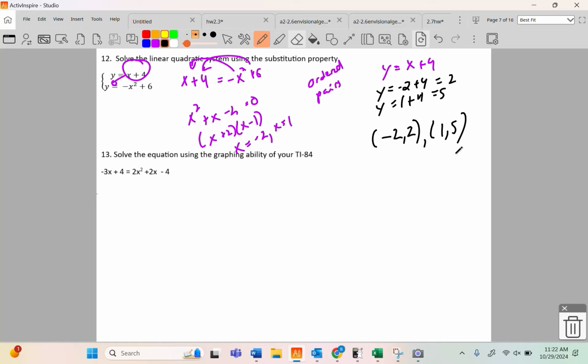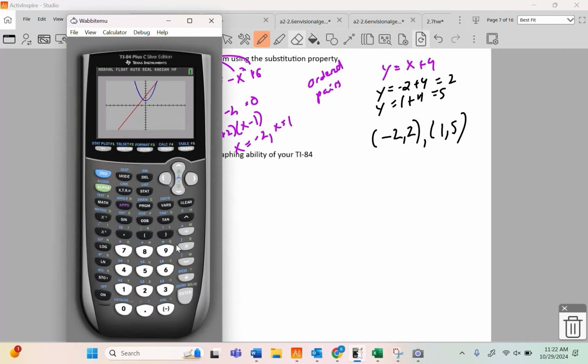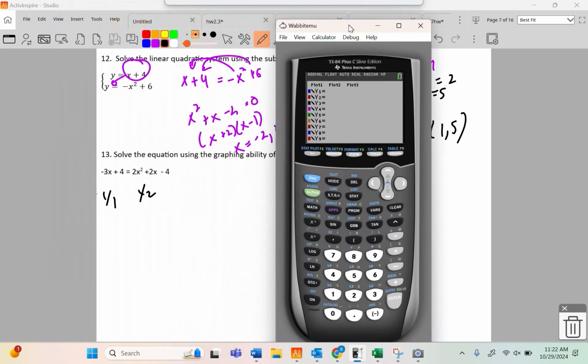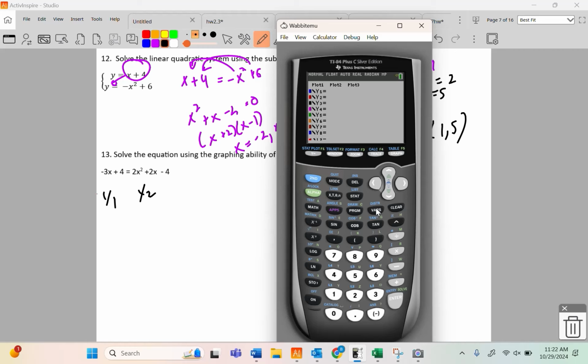Number 13, solve the equation using the graphing ability of your TI-84. Again, this is y1, this is y2. This is easy peasy stuff. If you're suffering from anxiety or whatever, or you're just dreading a test and you're scared to death, go do the easy stuff first. Don't do the hard stuff first. In this room, you have a really good idea of what you can do and where it's at, and that's important. You know where it's at, because I'm not trying to trick you.